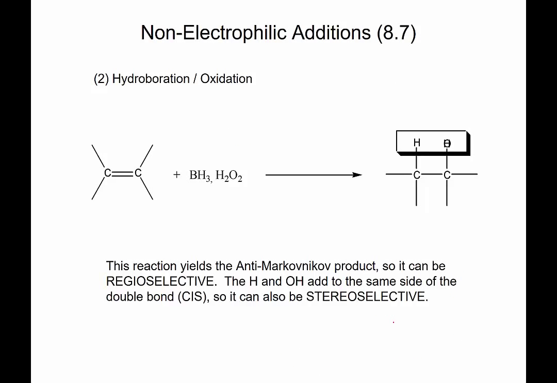All right, last one. So, I want to add H and OH. I've now got H and OH Markovnikov. What if I want to add H and OH anti-Markovnikov? Well, if I want to do that, I'm going to do what's called hydroboration oxidation. Hydroboration oxidation will add H and OH anti-Markovnikov, 100% cis.